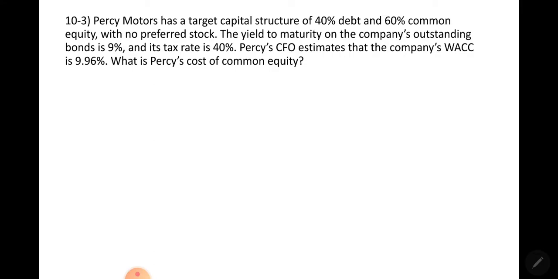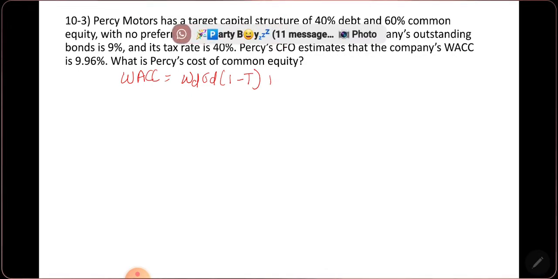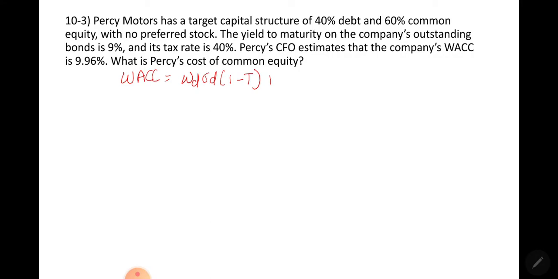So they have given you the WACC and they're asking you to calculate the cost of common equity. So we will use the WACC formula to do this. WACC is equal to WD, so this is the weight for debt, times the cost of debt, times 1 minus tax. They say that there is no preferred stock, so you can skip the preferred stock and go directly, this is plus, to common stock. So the weight for common stock multiplied by the cost of common stock.